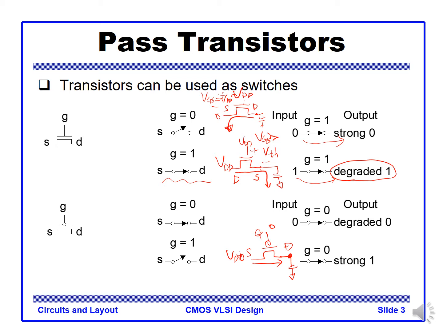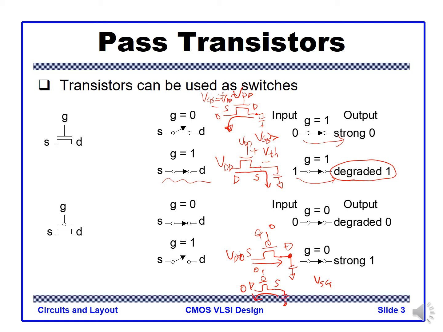But when we try to pass the zero again, the current needs to go from the right to the left. So this is the source and drain. So this is the zero. VSG.